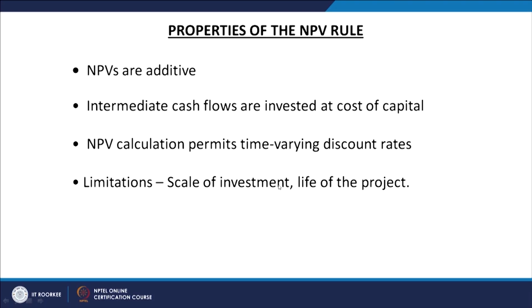Now, we go for certain other things relating to this criterion of evaluation. We are talking about the properties of the NPV rule, and the first property is that NPVs are additive. This is a very positive and strong property of the NPV rule, that NPVs of different projects can be added up together. Now, how can that be done?